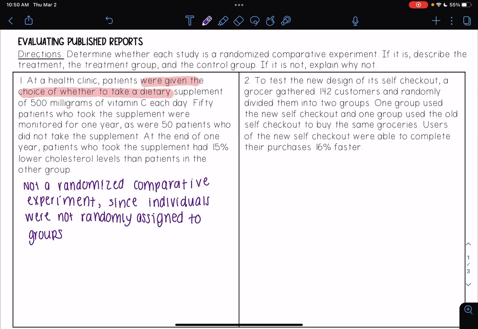Okay, number 2 says, to test the new design of its self-checkout, a grocer gathered 142 customers and randomly divided them into 2 groups. One group used the new self-checkout, and one group used the old self-checkout to buy the same groceries. Users of the new self-checkout were able to complete their purchases 16% faster. Okay, so here I want to first determine whether this is a randomized comparative experiment. So I want to know whether the customers were randomly assigned to either group. Here it does state that they were randomly divided. So that means that this is a randomized comparative experiment.